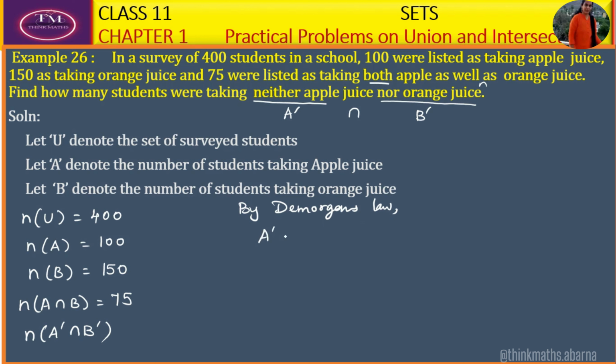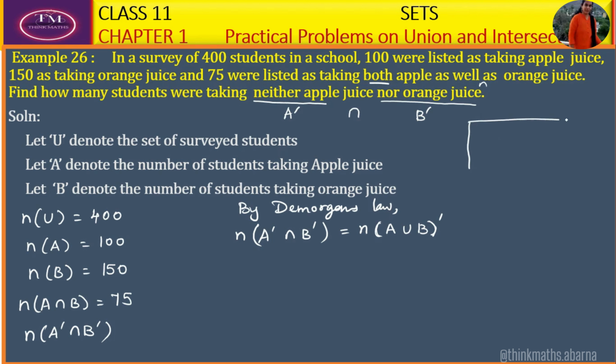A dash intersection B dash is nothing but (A union B) whole dash. If it is intersection, the opposite side, union, will come. So the number of elements in A dash intersection B dash will be equal to the number of elements in (A union B) whole dash. So how will you find the number of elements in (A union B) whole dash?